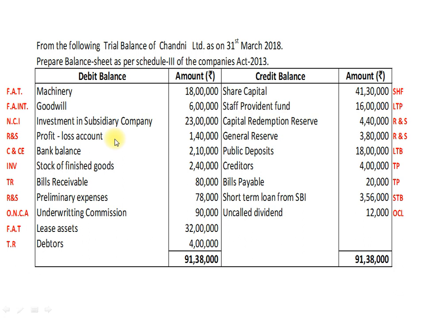Profit and loss account debit balance, it means it is a loss, negative balance, will be recorded in balance sheet on equity and liability side under the head reserve and surplus as a deduction. I repeat, as a deduction because it is a debit balance.